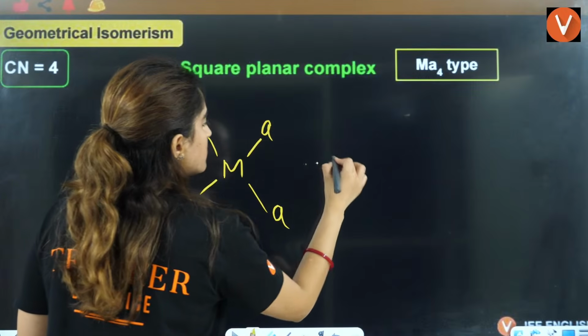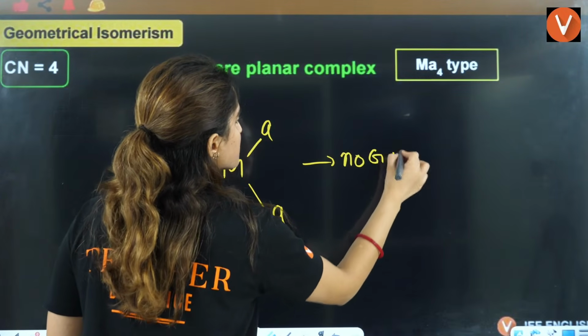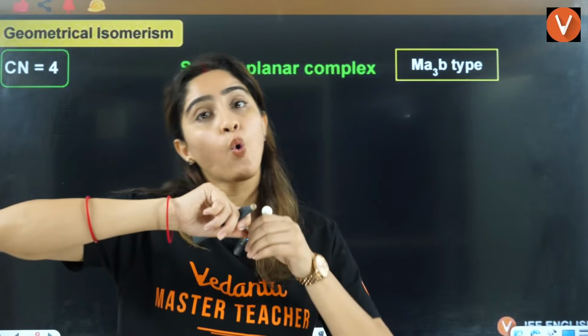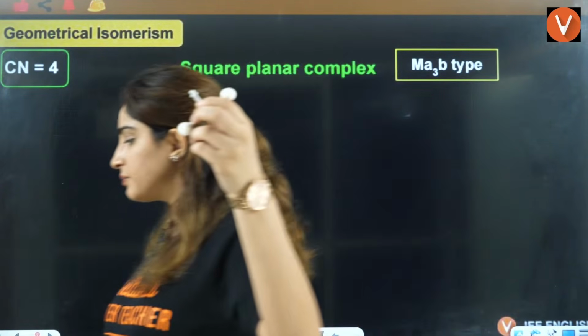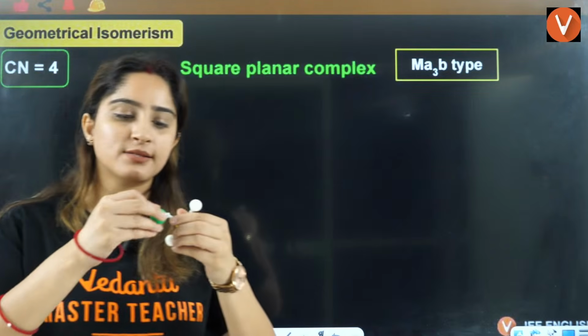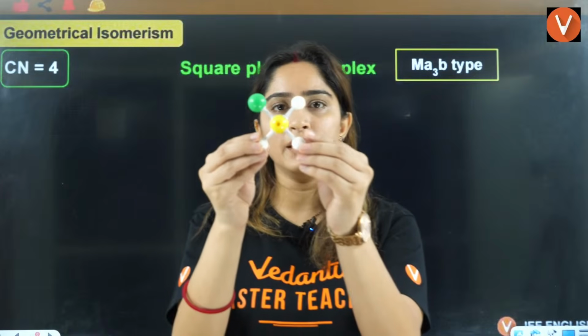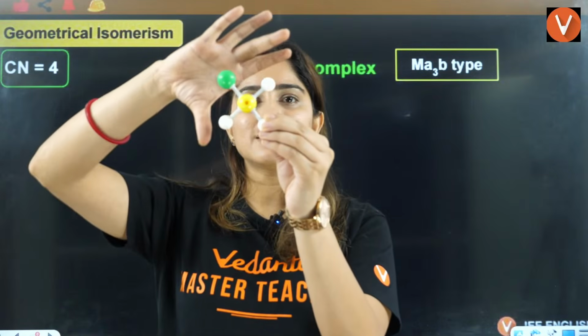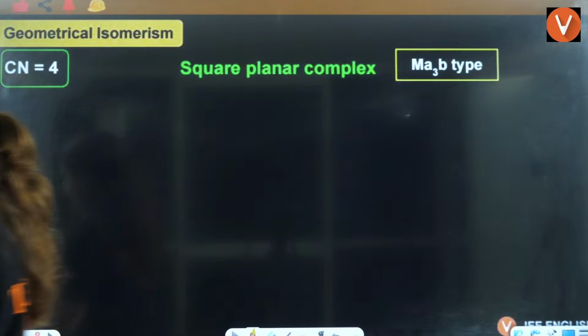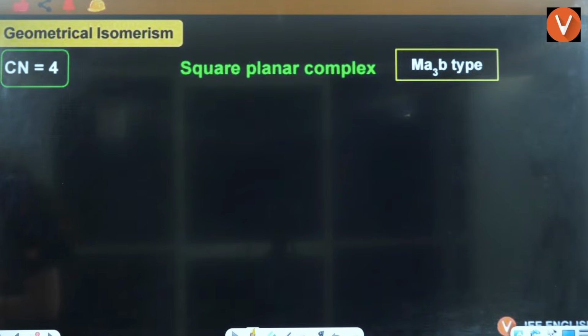Okay? There is no geometrical isomerism here. Next is replace one atom with some other atom. Okay, so I am going to replace it with some other atom like B. Now, this A and A are opposite to each other. Can you see that? Everybody in the chat box.